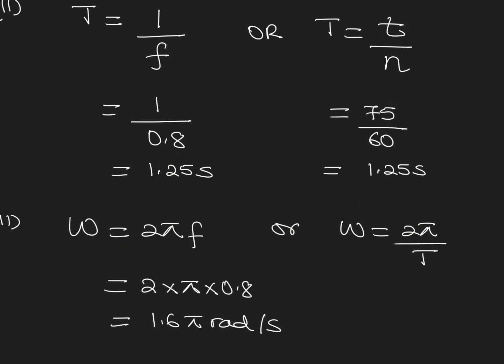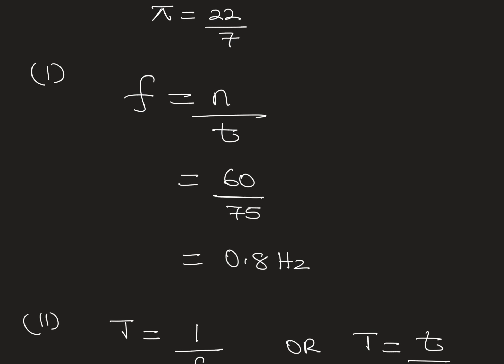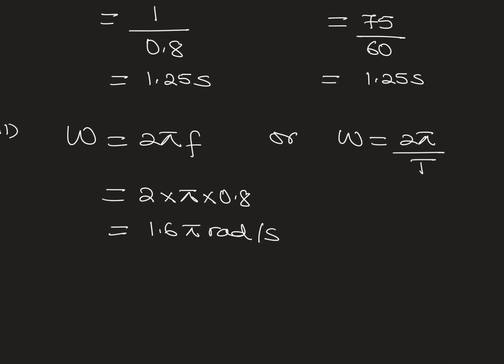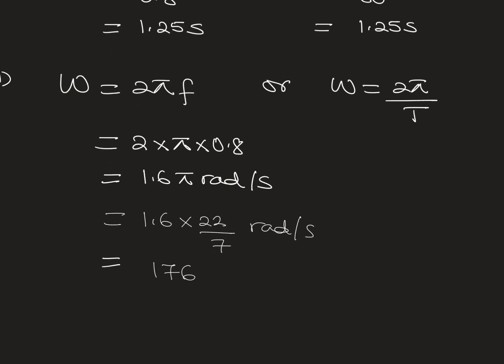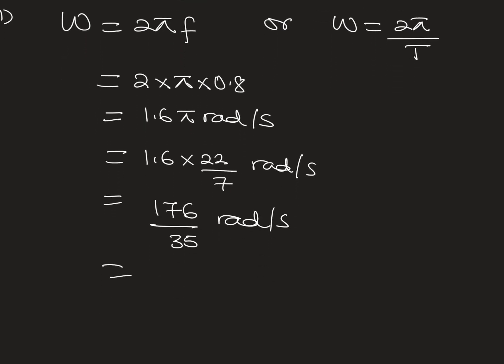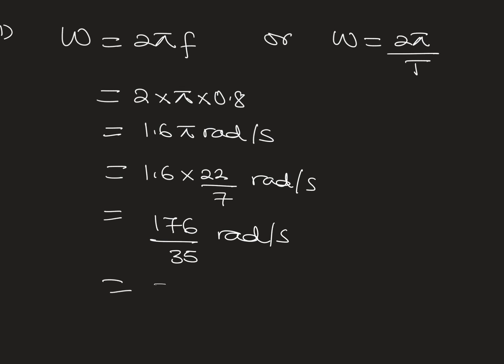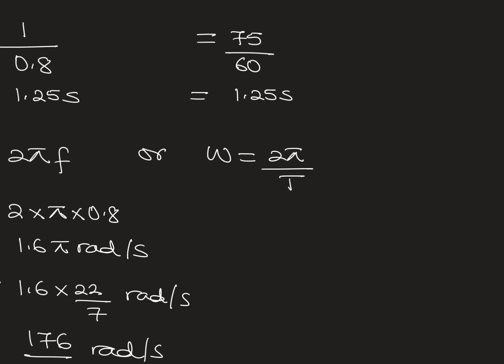Were we instructed to take pi as 22 over 7? So let's try to substitute that. That will be 1.6 times 22 over 7 radians per second. 1.6 times 22 over 7 is 176 divided by 35 radians per second, or approximately 5.03 radians per second.